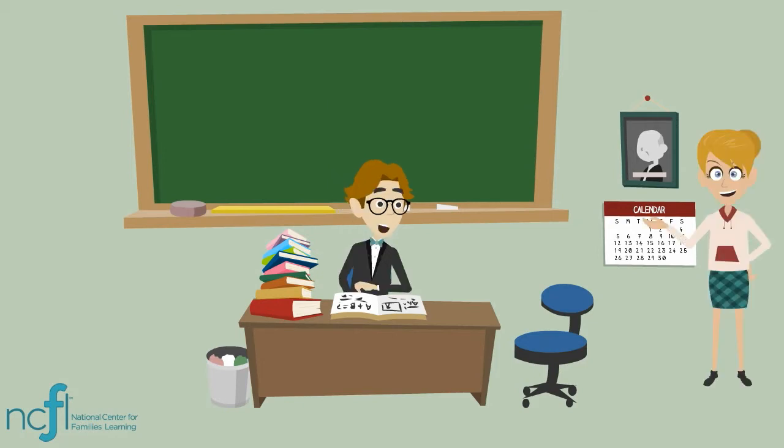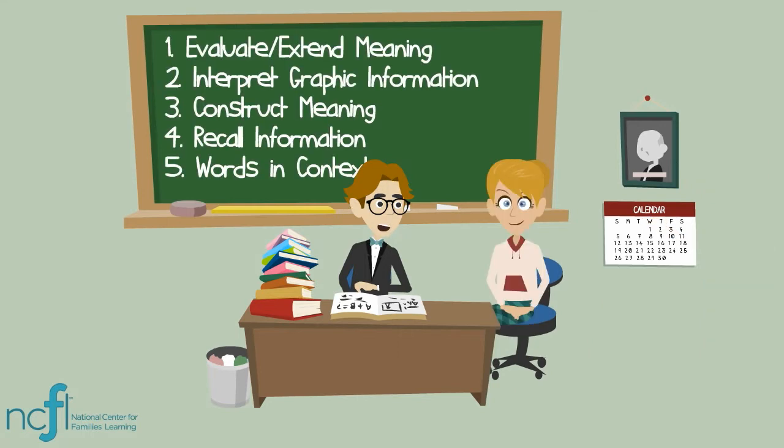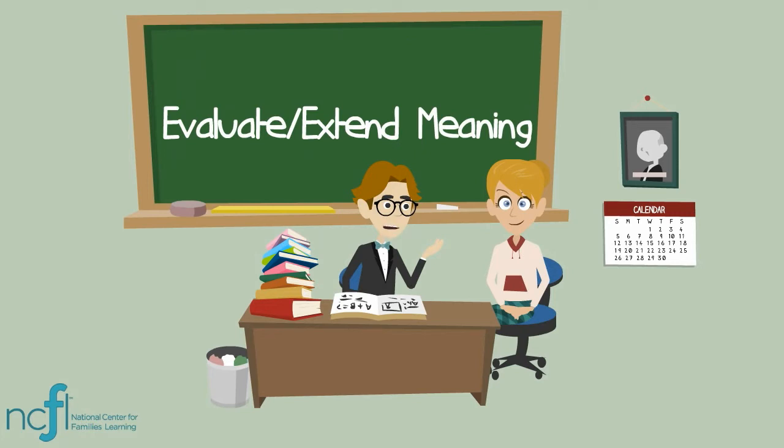Hi Jennifer. Do you have a few minutes to talk with me about the reading lessons I am thinking of including in my reading unit for this session? As you know, there are 5 categories in which students are tested for reading: evaluate, extend meaning, interpret graphic information, construct meaning, recall information, and words in context. Most of the students struggled with the concept of evaluating and extending meaning on the TABE assessment. Almost half the students scored 6 and 6.5 on this reading section, and the remaining half did not do that much better, scoring 7 or 7.5.